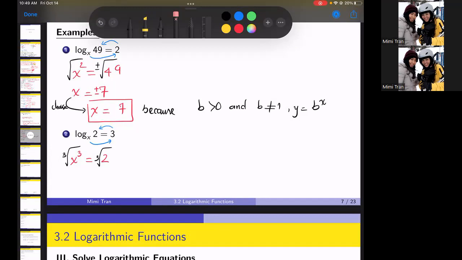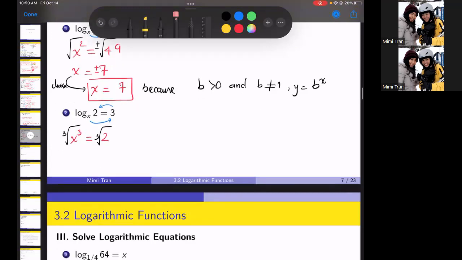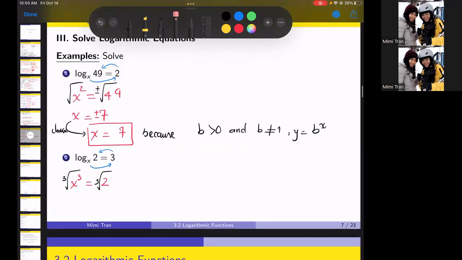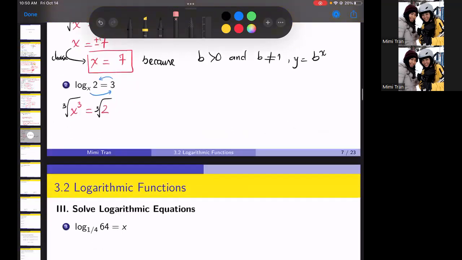Well, lucky for you. Now, it's not always choose positive, okay? It's not always true. Sometimes I can take negative two, but we'll talk about that later. But for the base, b cannot be negative.